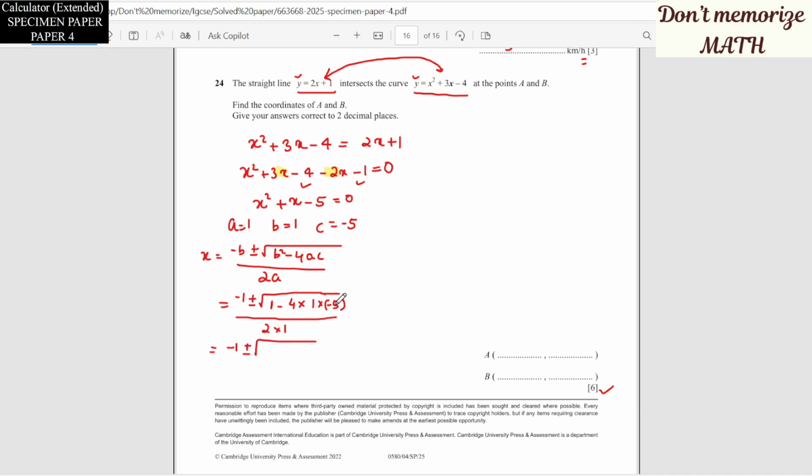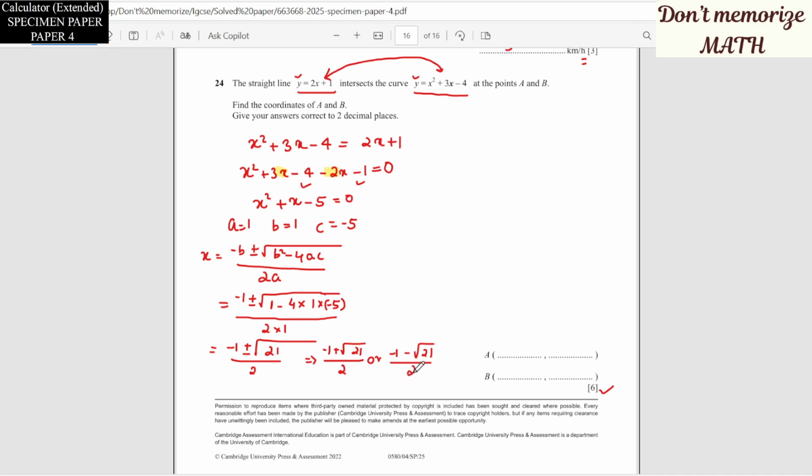4 times 1 times 5, 20 you will get, so 1 plus 20, that is 21. Okay, you can directly use the calculator, no need to do it like this. This is the same as, we'll get minus 1 plus square root of 21 divided by 2, or minus 1 minus square root of 21 divided by 2.